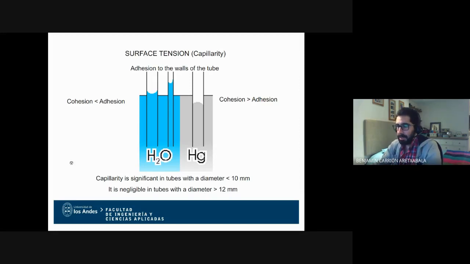Capillarity is only effective in very small diameters. For instance, in your veins, capillarity is a very important mechanism of how the blood flows. The blood is also a fluid, and it's a very viscous fluid. So viscosity and capillarity are very important for how the blood moves through your body.